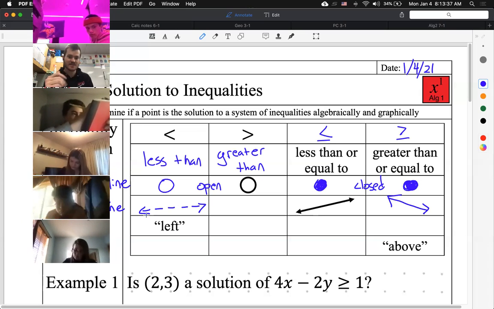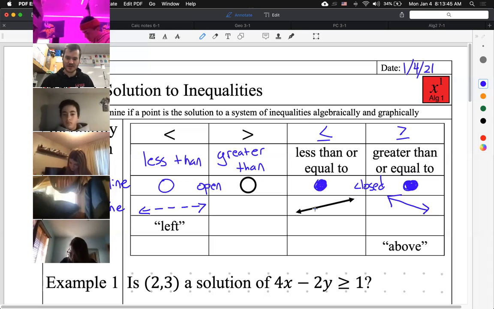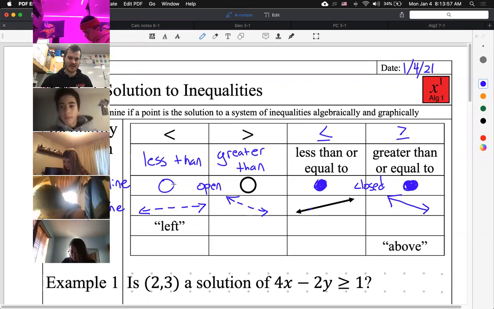So this means that on this line, none of the answers on this line are a solution. I'm not allowed to be on that line. Over here, I'm allowed to be on that line because that is a solution. And you can have another line over here. It doesn't matter what direction the line is going, but it's a dashed line. That means it's open. I can't actually be on that point. I can't be on the line.